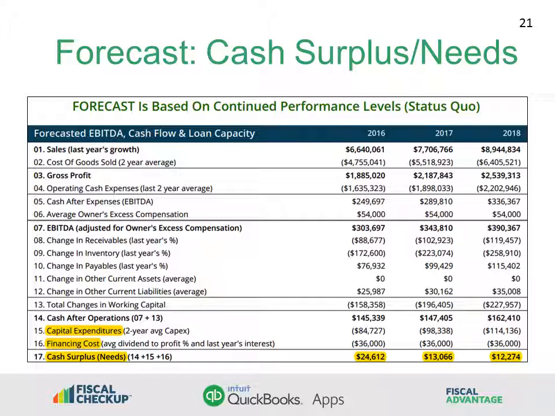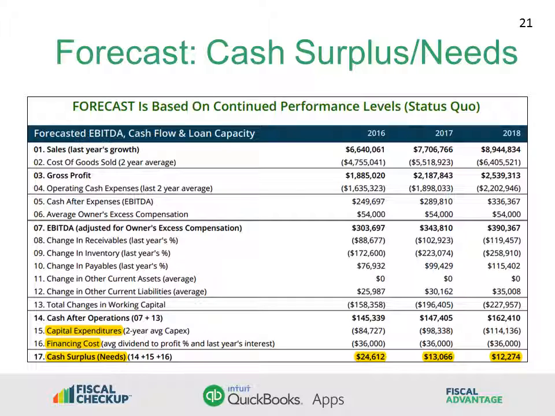After any capital expenditures and the company's financing costs are deducted, the forecast shows the net surplus or cash needs of the business. Line 17, showing the cash surplus or needs, is a critical line for every business. It is wise to have an estimate of the cash generated, but it's essential to plan for any cash shortfall.